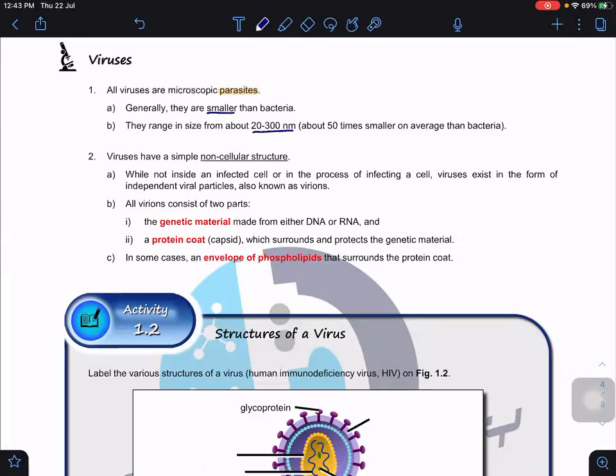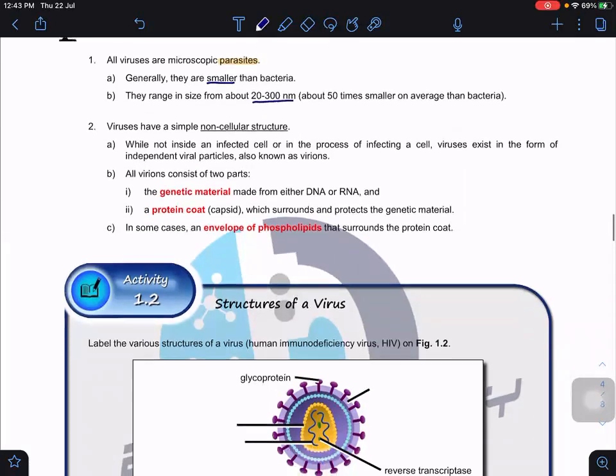Viruses have a very simple non-cellular structure. So what does non-cellular structure mean here? Basically, you won't be able to find cytoplasm. You won't see a nucleus. You won't see mitochondria or ribosomes. You won't see chloroplasts in the virus because they do not have a cellular structure.